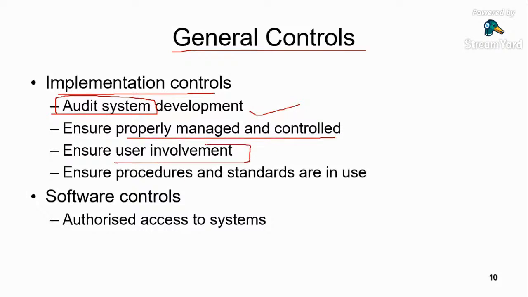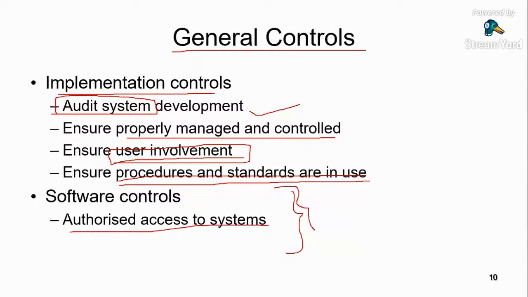The way users are trained, the way they use the policies, understand the protocol and implement them, will come into the implementation. Then ensure the procedures and standards in use provide me with proper security standards and information security. Then software control, where access to the system is authorized. Maybe it will come through guarding your server room or your desktop, so that only authorized people can access it.